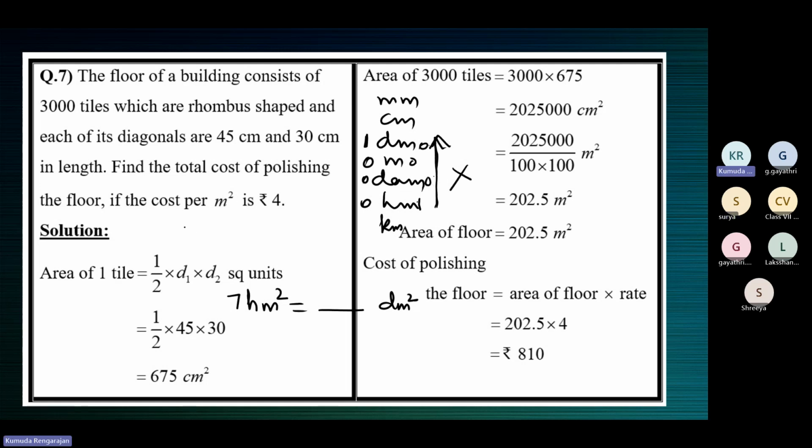So 7 hectometer is equal to 7 into, you need to multiply by 1000. How many times? 2 times. Very good. When you do this, it is converted to decimeter square. So that's equal to 7 followed by 6 zeros decimeter square. So 7 hectometer square is equal to 7 followed by 6 zeros decimeter square.